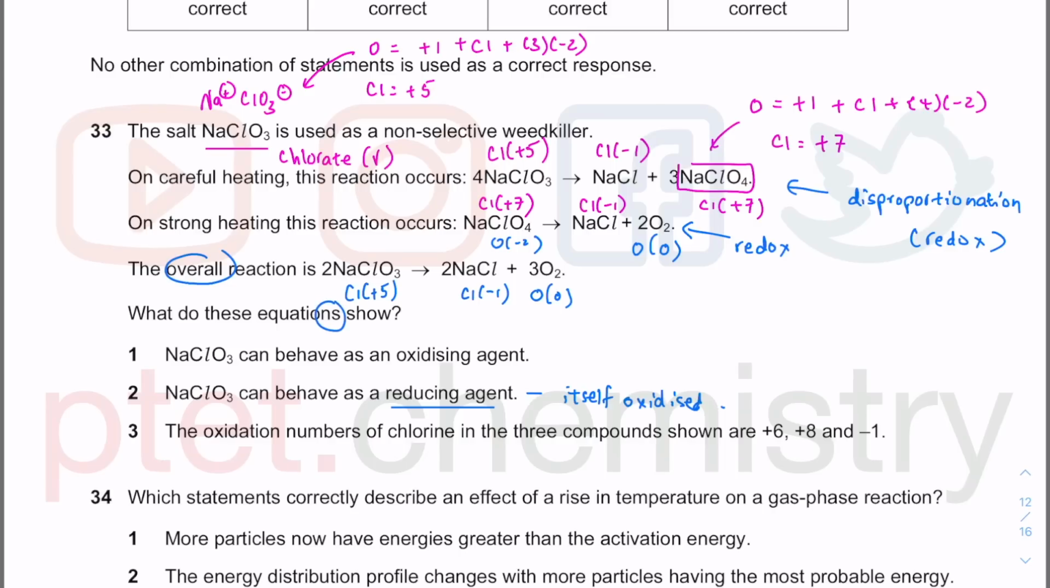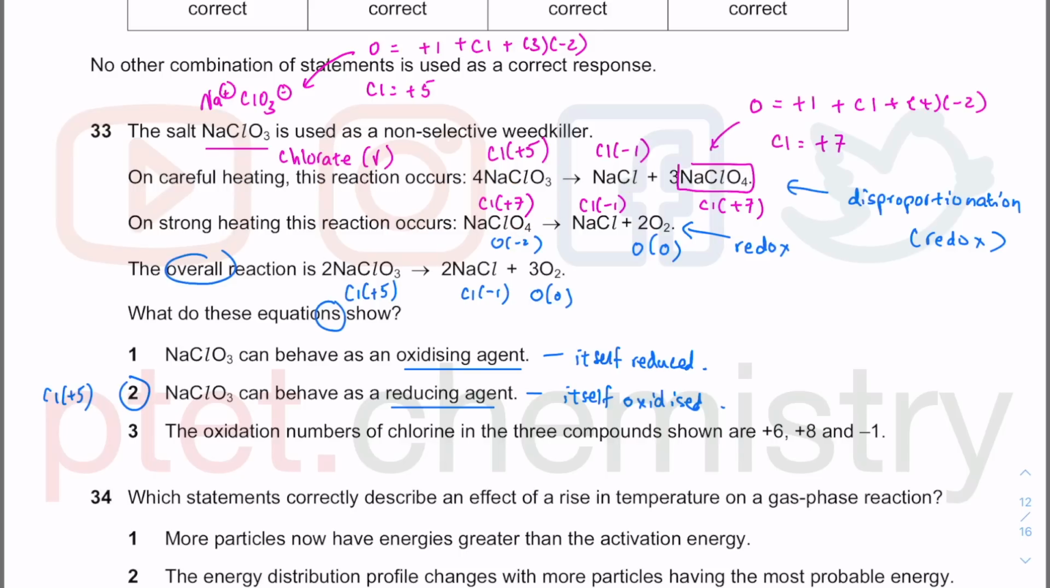What do these equations show you? So this equation means either of these equations. So do we see that itself gets oxidized? This is chlorine plus 5. Does it go higher? It did go higher to chlorine plus 7. It did get oxidized. Therefore, 2 is correct there. Okay, let me just move that a little bit to the left hand side. Now, statement number 1, NaClO3 can behave as oxidizing agent. Oxidizing agent means itself gets reduced. Do we see itself get reduced? Yes, in this second reaction. Yes, also in this first reaction here.